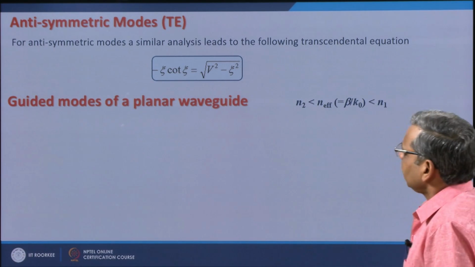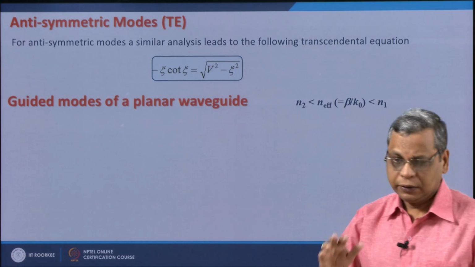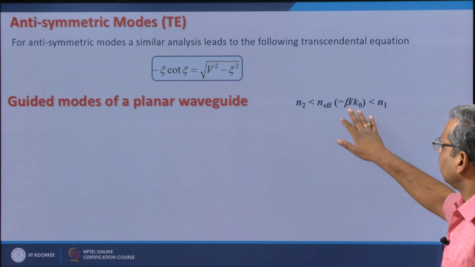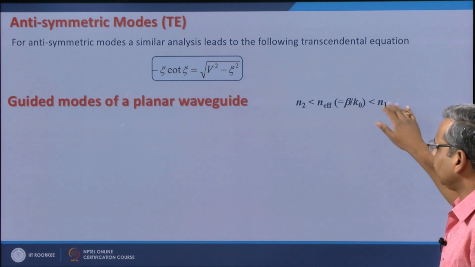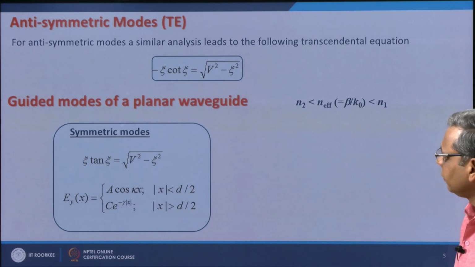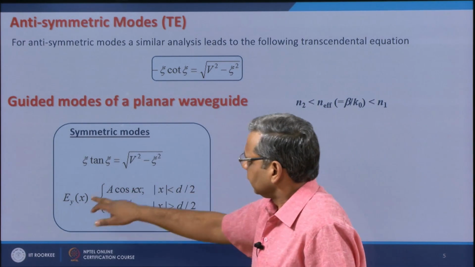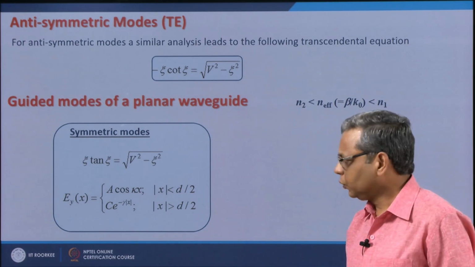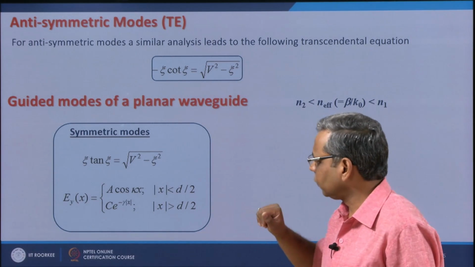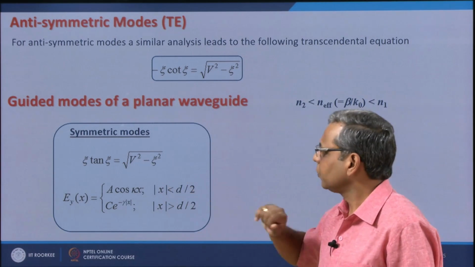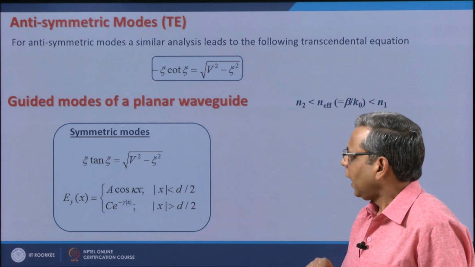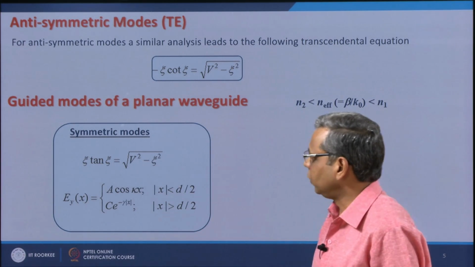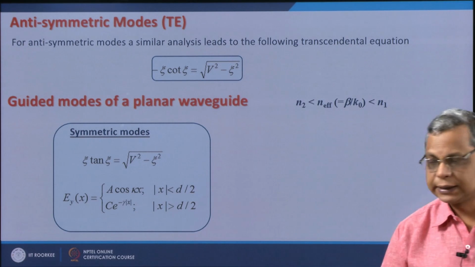So the guided modes of a planar waveguide, whether symmetric or anti-symmetric, fall in the range of n effective lying from n2 to n1, and they are given by Ey of x equal to A cosine kappa x for mod x less than d by 2, and C e to the power minus gamma x for mod x greater than d by 2, for symmetric modes. This is the symmetric solution, and the allowed values of beta are given by xi tan xi equal to the square root of v square minus xi square.